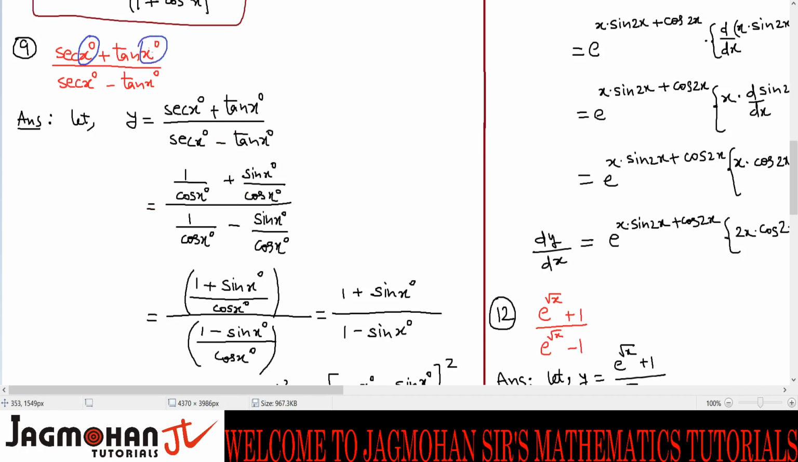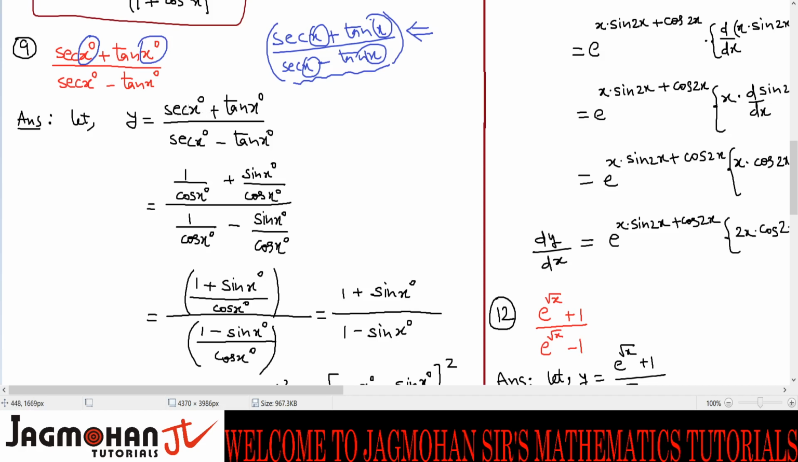So if the question had been sec of x plus tan of x upon sec of x minus tan of x, and I had been asked to differentiate this, how would I take it? Then I would take the angle x in radian, since I have not been given any symbol for the angle. But here the angles are in degrees because it has been given. So the question is differentiating this with respect to x.